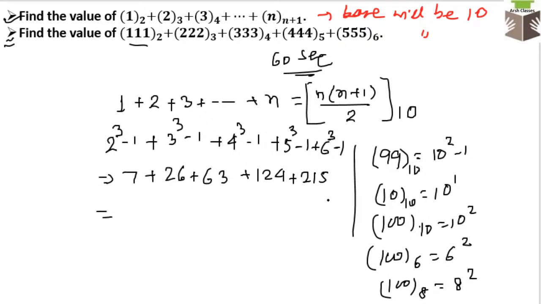Right? Now let's add all the numbers. 5 plus 4 is 9, plus 3 is 12, plus 6 is 18, plus 7 is 25. This is 5. 2 plus 1 is 3, plus 2 is 5, plus 6 is 11, plus 2 is 13. So this is 3. Now 1 plus 2 is 3, plus 1 is 4. So this number becomes 435, and this is also in base 10, guys. ये भी हमारा base 10 में ही हो जाएगा, right? चलो.